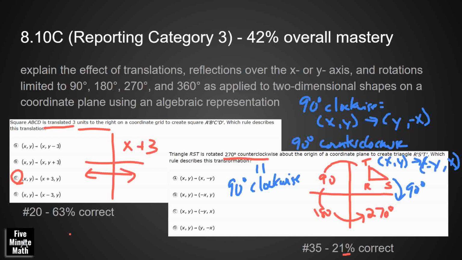And if you ever do a 180, 180 is the same counterclockwise or clockwise. That's pretty easy. They both just become negative. They don't flip, they just invert like that.